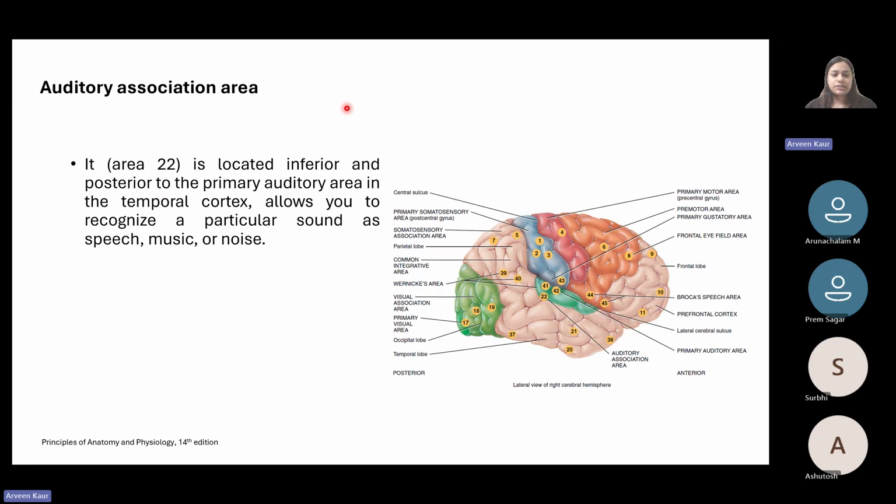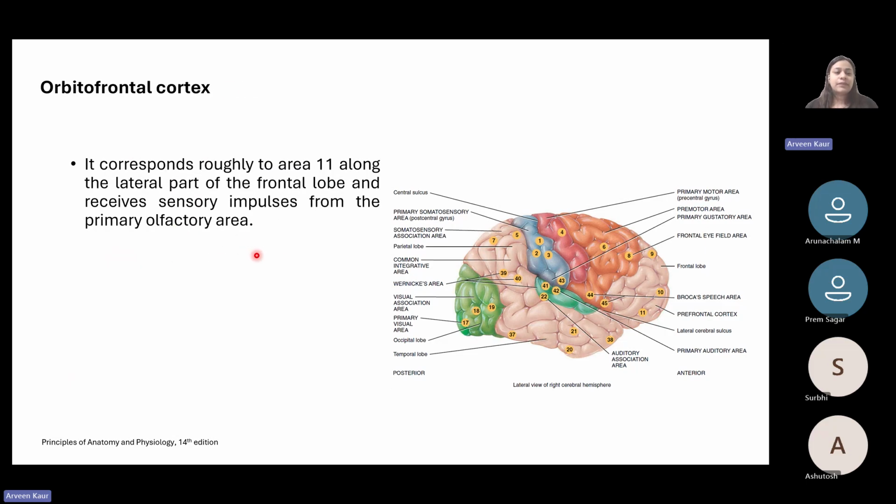Then comes the auditory association area. It is area 22, as you can see over here. It is located inferior and posterior to the primary auditory area in the temporal cortex and allows you to recognize a particular sound as speech, music, or noise, right?